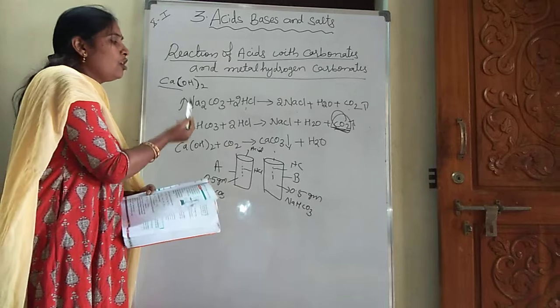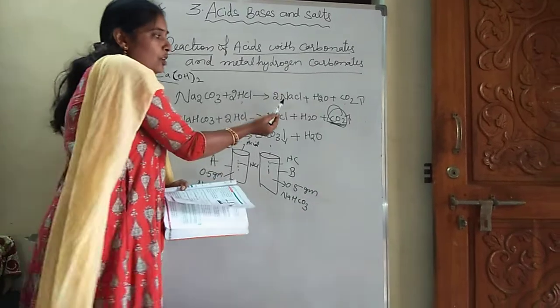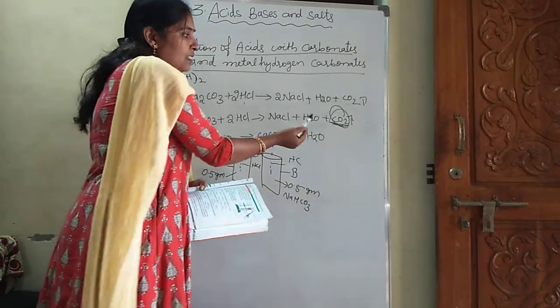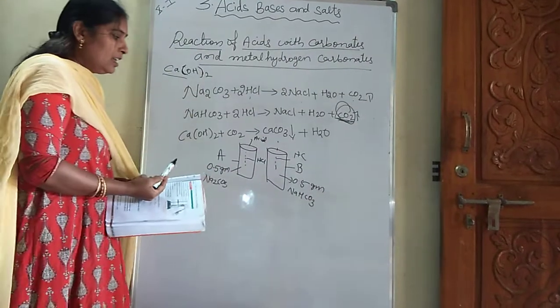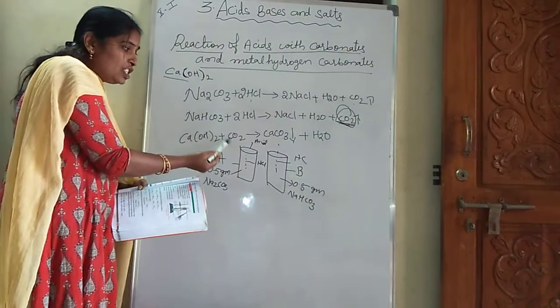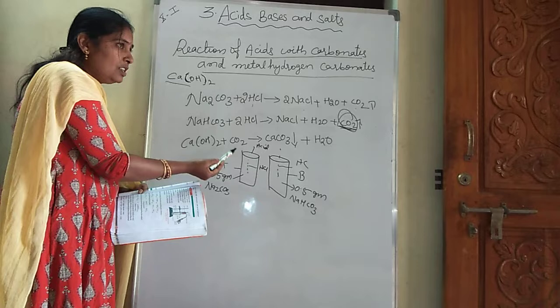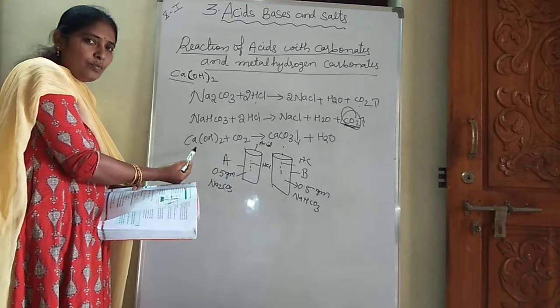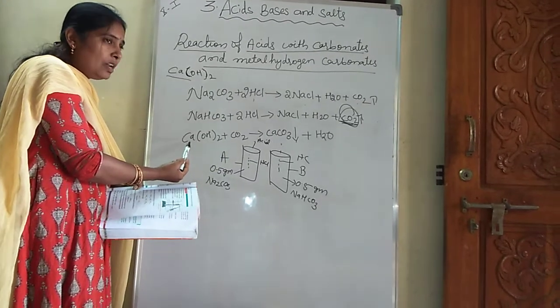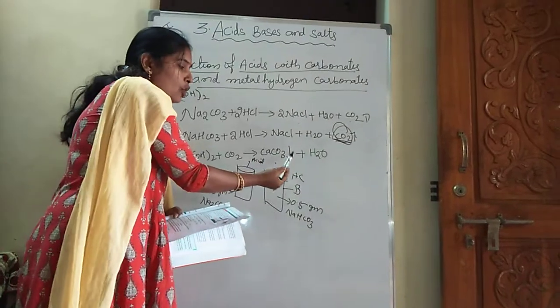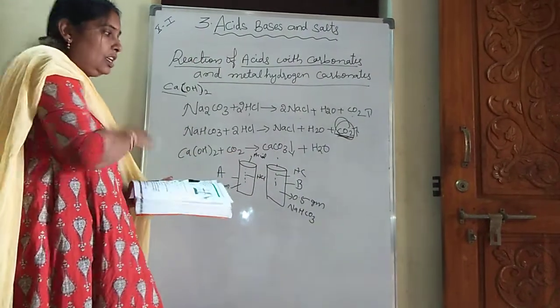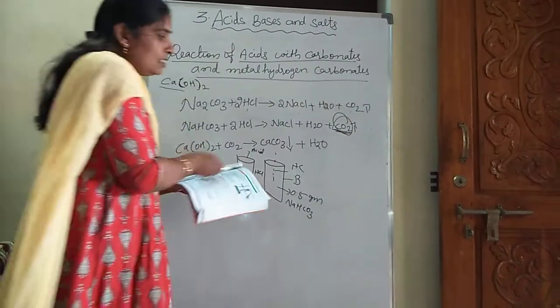In both carbonates and metal carbonates, what are the products formed? Sodium chloride, water and carbon dioxide. Salt, water and carbon dioxide. The carbon dioxide formed in this reaction is passed through lime water. What is the formula of lime water? Calcium hydroxide. It converts into calcium carbonate, CaCO3, plus water.